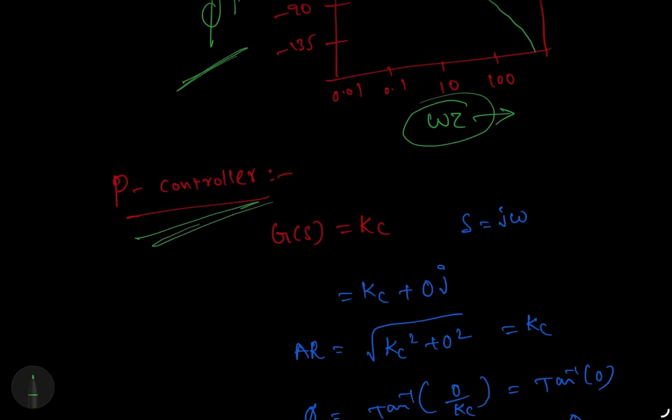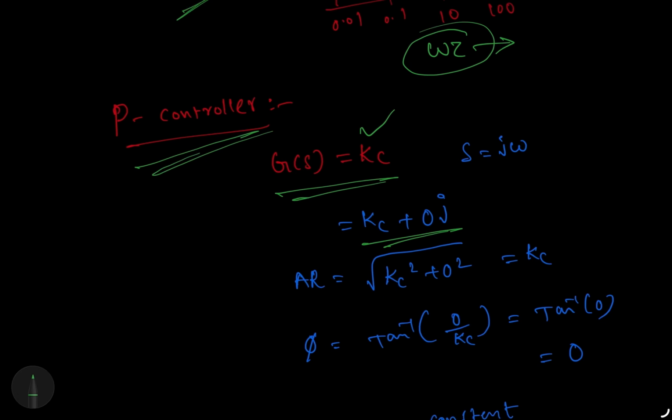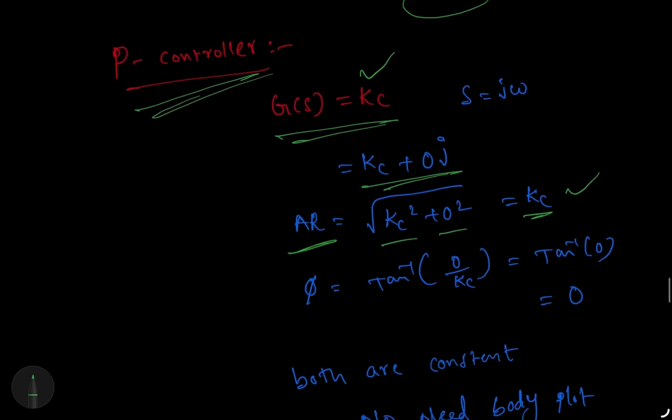So the transfer function of the proportional controller is simply G of s equal to Kc, where Kc is the controller gain. Now to express this in a complex form, we can write it as Kc plus 0 times j. Now the amplitude ratio of this complex number is the square root of Kc square plus 0 square, which equals Kc. Okay, what is the phase angle? The phase angle is tan inverse of 0 by Kc. That means tan inverse of 0, which is 0.